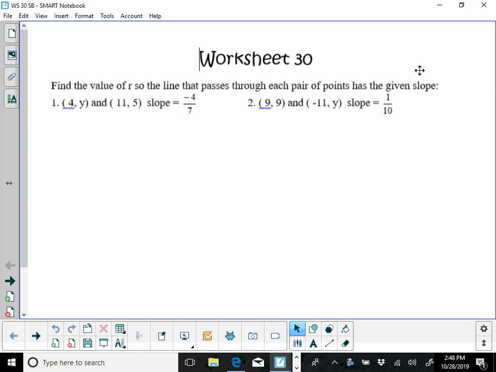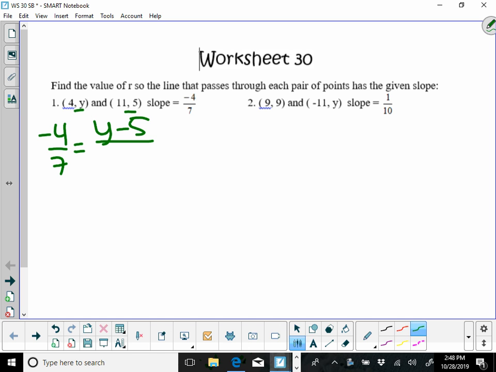All right, just a quick little refresher about how to do these problems. You're going to use your slope formula. I'm going to do number 1 and number 2 with you. I'm going to start with negative 4 over 7 equals y minus y, so that will be y and 5, and then x minus x will be 4 minus 11.